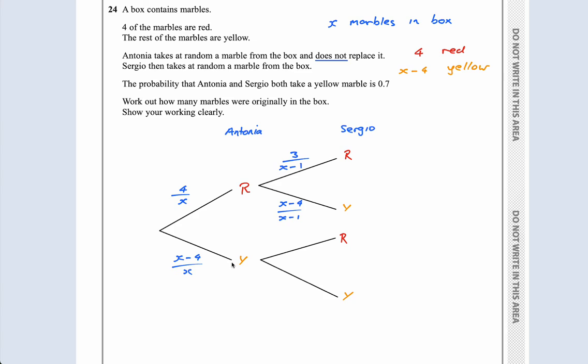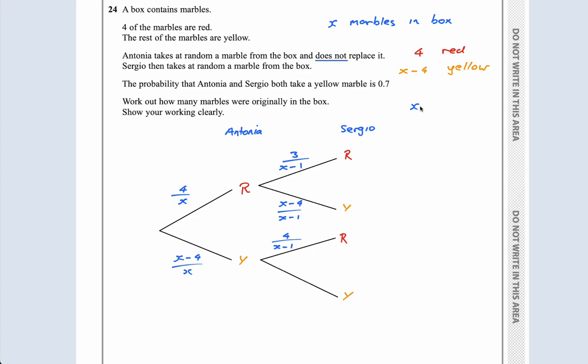If she takes a yellow, how many red are left? Well, still 4 because she never took a red. And again, these are all out of X minus 1, guys, because we're down a marble after Antonia takes one. Finally, if she takes a yellow, how many yellows are left for Sergio? Well, maybe this is the trickiest bit, guys. There was X minus 4 yellow originally, and Antonia took a yellow.